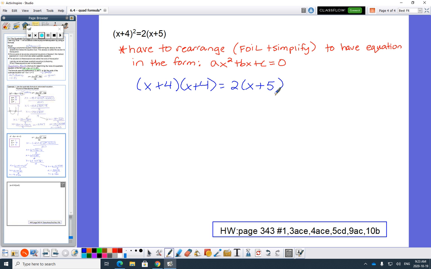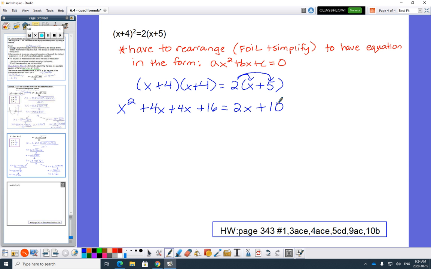So now the left side we have to FOIL and the right side we can just distribute. So first x times x is x squared. Outside x times 4 is 4x. Inside 4 times x. And then last 4 times 4. Okay, and then 2 times x and 2 times 5, which is 2x plus 10. And now we want it all to be 0, so equal to 0.